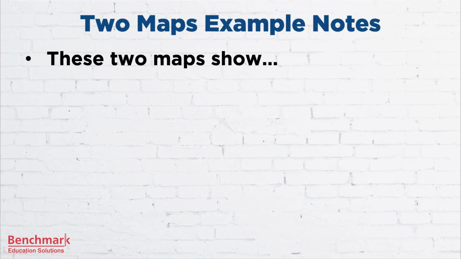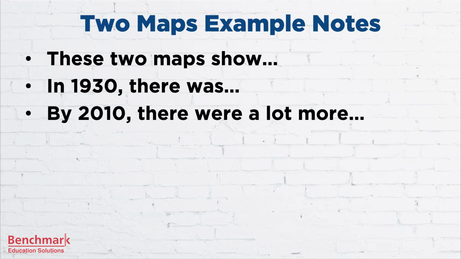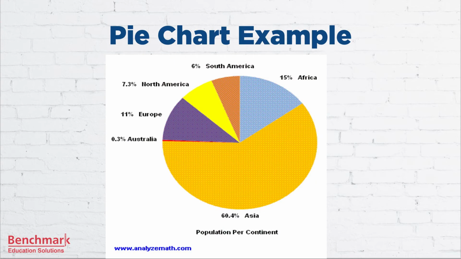"These two maps show..." "In 1930 there was..." "By 2010 there were a lot more..." The language she used is very important because it effectively shows that these things happened in the past and how changes were made. Now let's look at a pie chart, another very common image. How would you describe this? Are you ready? Let's take a look at a sample answer.